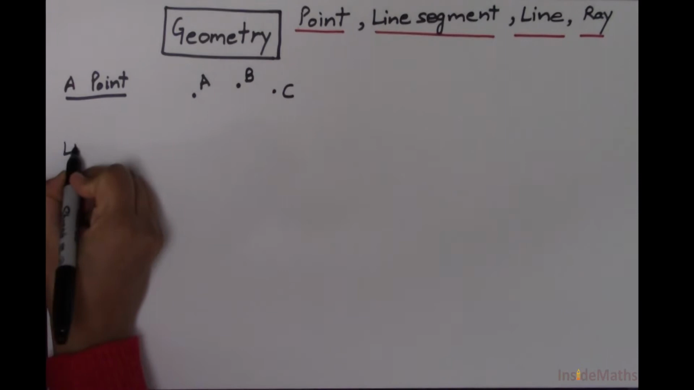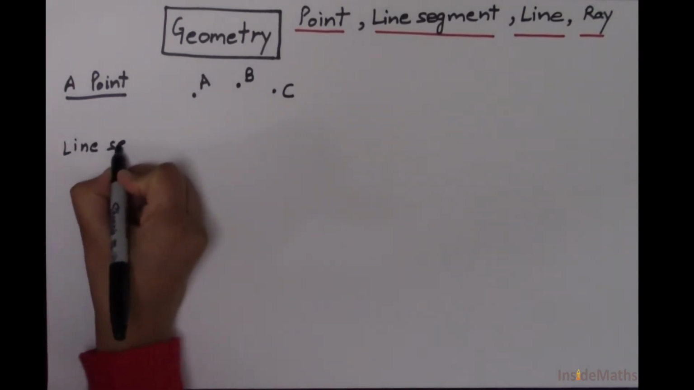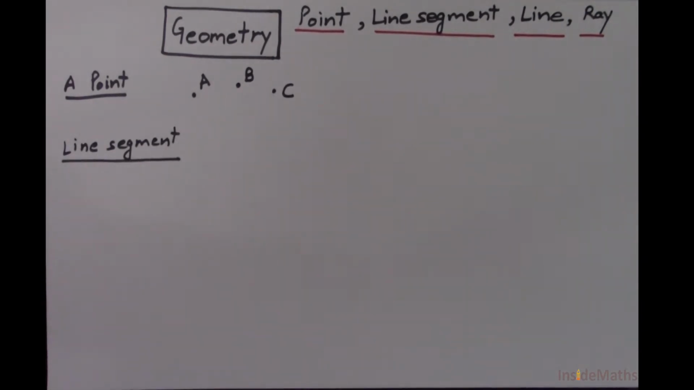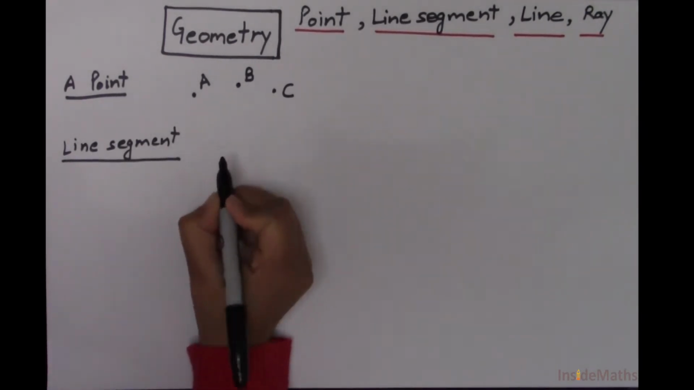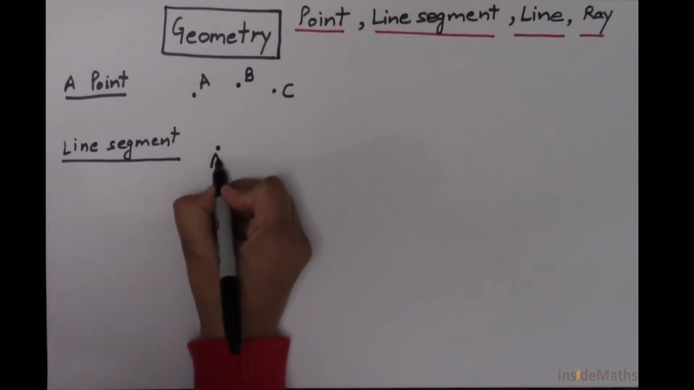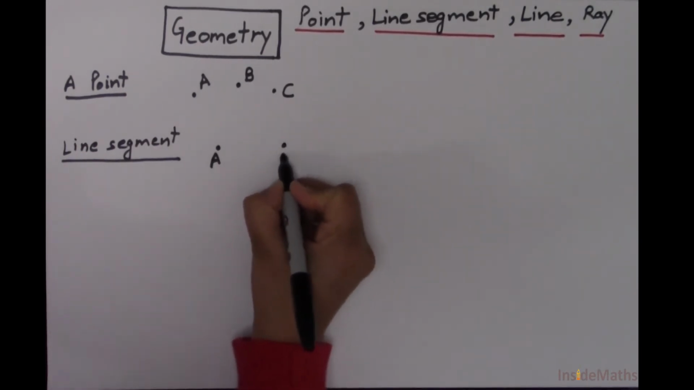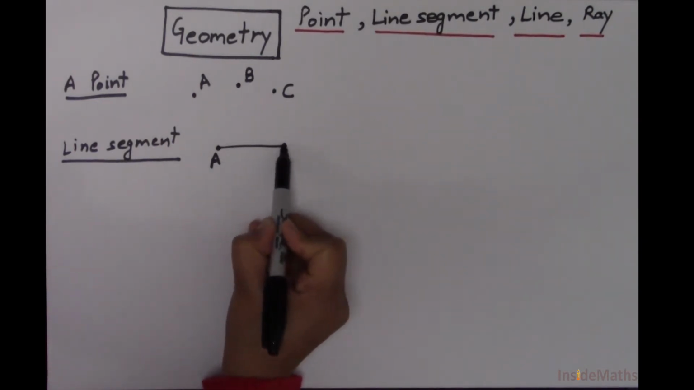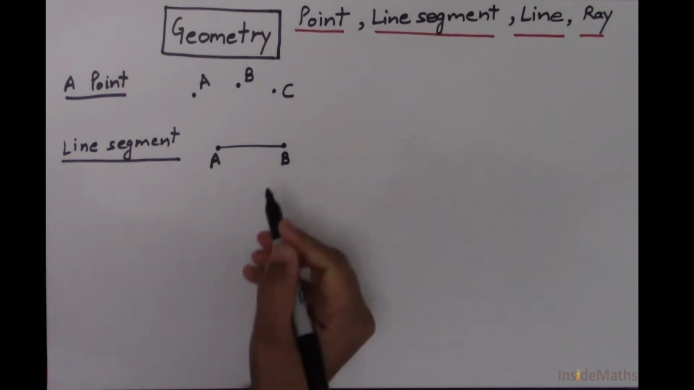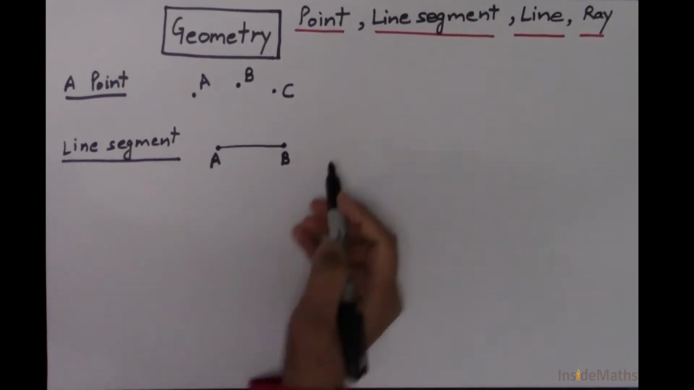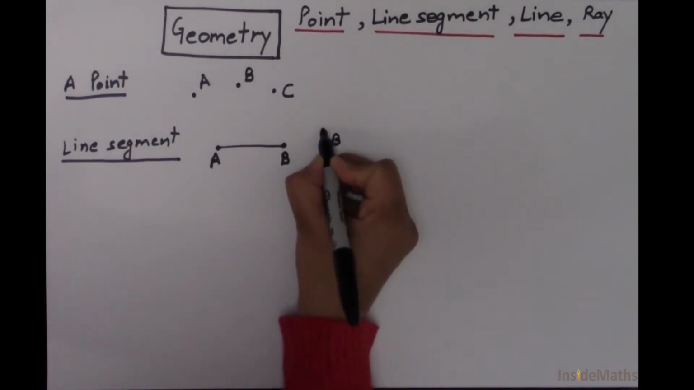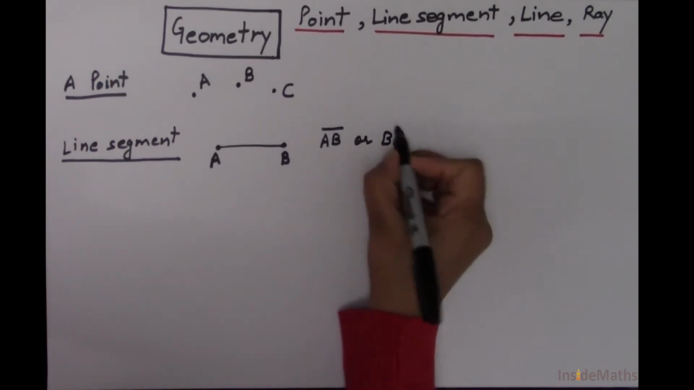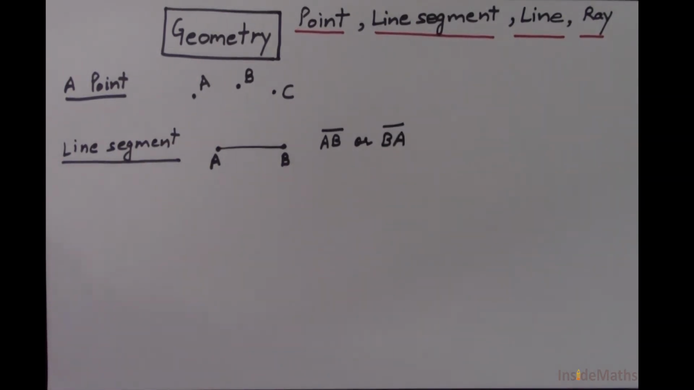The next is line segment. Now when we join any 2 points, so let's say this is a point A, this is another point B. When we join these 2 points, we get a line segment. And the notation for line segment is AB with a bar on top, or BA with a bar on the top.